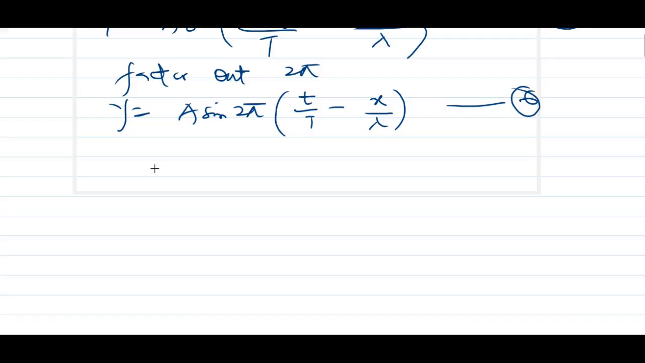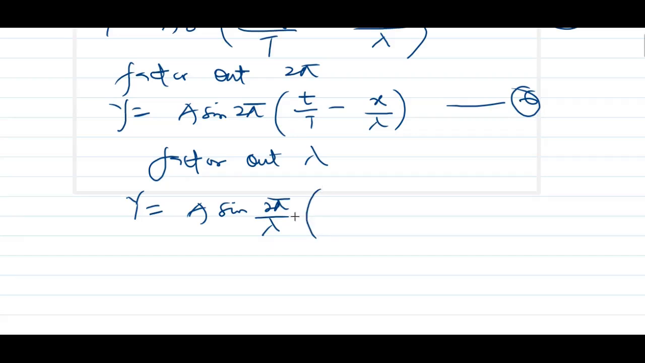Okay. Another thing you can do is factor out lambda. If you factor out lambda, so you are going to have y equals a sine 2 pi over lambda into lambda t over T minus x. Then you can call this equation 7.